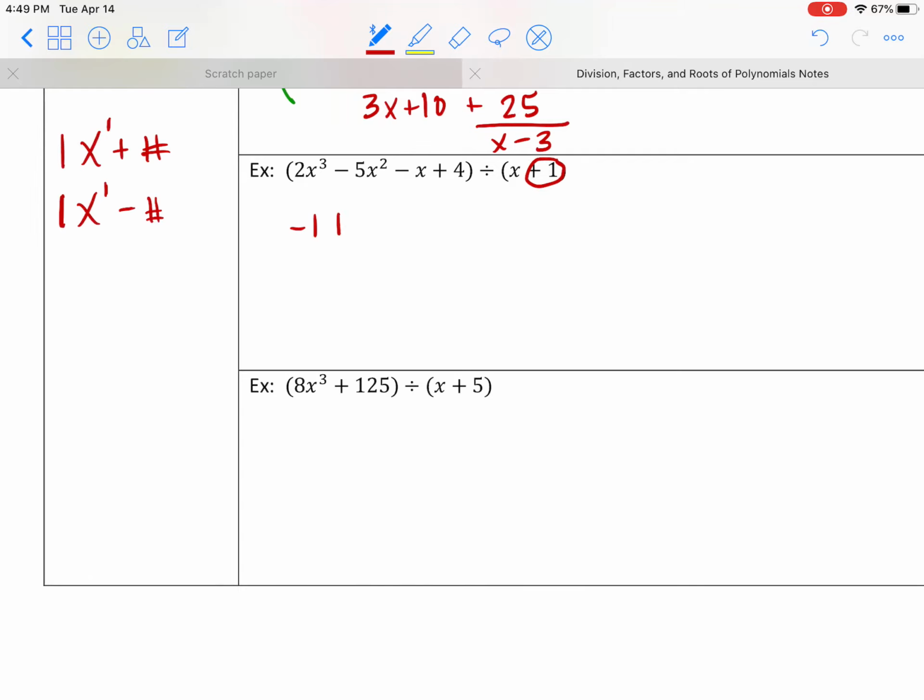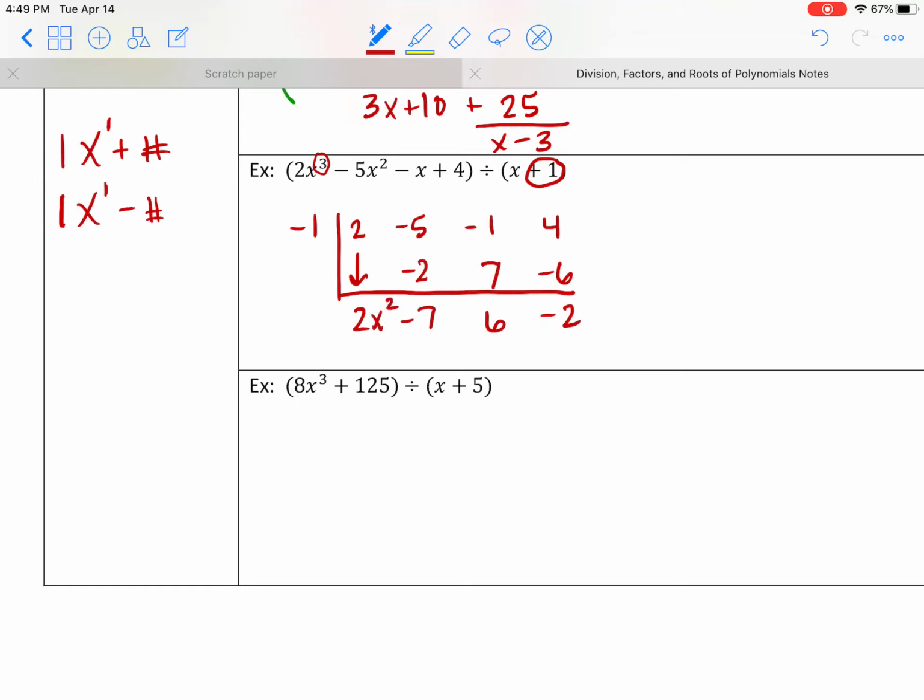Okay? Let's try it again. So x plus 1, I'm going to put the opposite of this number, negative 1, outside of my box. And then inside, 2, negative 5, negative 1, and 4. And then we bring this down, and then multiply and add. So negative 1 times 2 is negative 2. We add these to get negative 7. Multiply negative 1, negative 7 to make 7. Add negative 1 and 7 to get 6. Multiply negative 1 and 6 to get negative 6, and then add here to make negative 2.